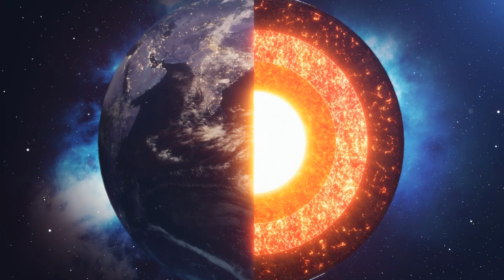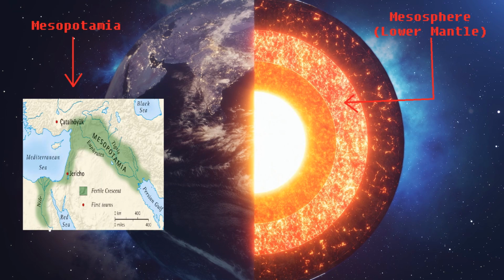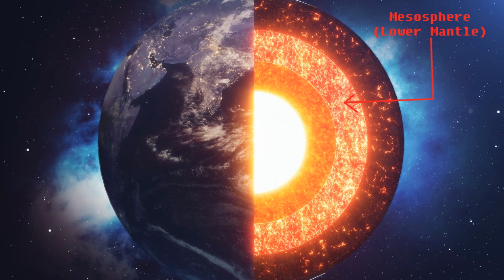Next is the mesosphere, which is also known as the lower mantle. Its depth ranges from 700 through 2,900 kilometers deep. The state of matter is a solid, and the temperature is 4,000 degrees Celsius. It's made out of dense rock. The next layer is the outer core. The depth ranges from 2,900 to 5,200 kilometers deep.